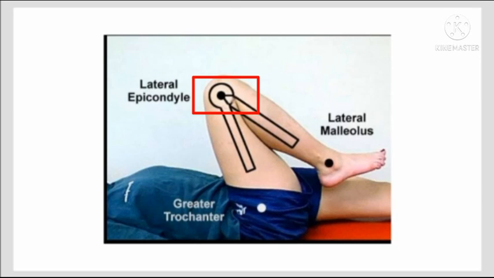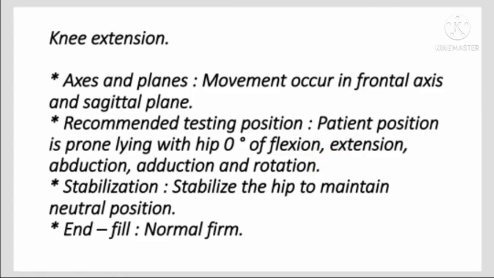Center the fulcrum of the goniometer over the lateral epicondyle of the femur. Proximal arm should be at the lateral midline of the femur, taking the reference as the greater trochanter. Distal arm should be at the lateral midline of the fibula, taking the reference as the lateral malleolus. Knee extension. Axis and planes. Movement occurs in the frontal axis and sagittal plane.